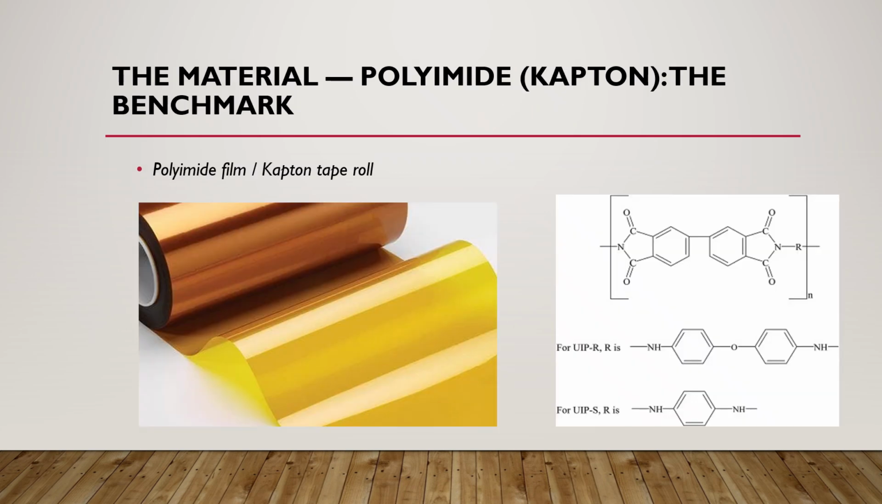So what's the most common material for LIG formation? The most common substrate we use for LIG formation is a polyimide film or Kapton tape roll, which is amber in color and used in electronics and 3D printing. You can see the polymer structure. It contains carbon, oxygen, nitrogen, hydrogen. When you heat it with a laser, something special happens. Let me show you the mechanism.